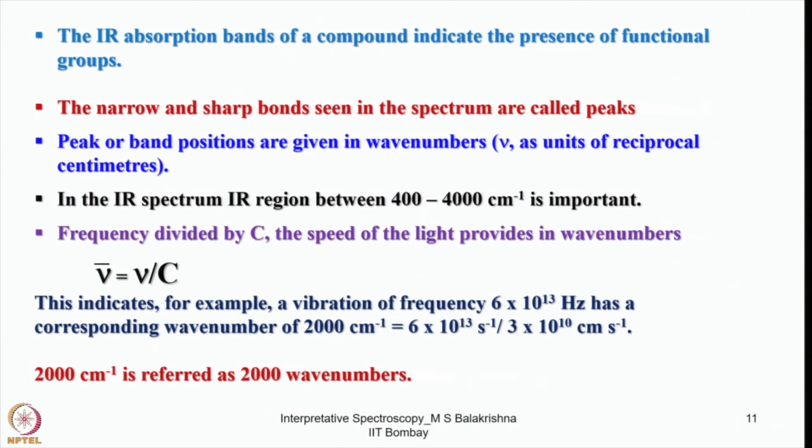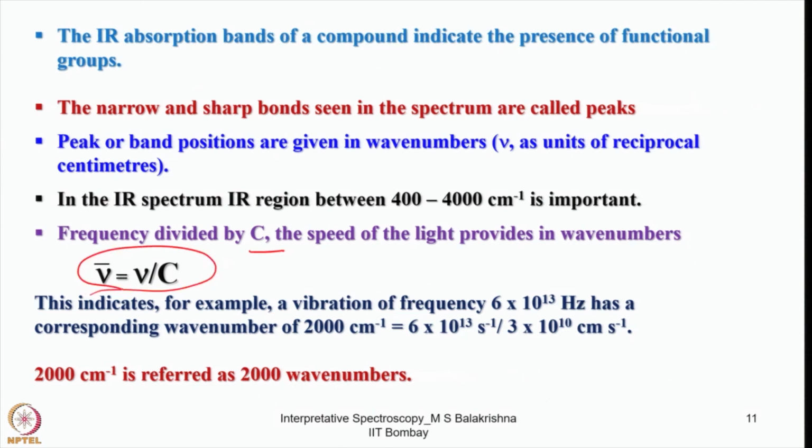Narrow and sharp bands seen in the spectrum are called peaks. Band positions are given in wave numbers, with the unit of reciprocal centimeter. In the IR spectrum, the region between 400 and 4000 cm^-1 is very important. Most of the functional groups have absorptions in this region of 400 to 4000 cm^-1. The frequency divided by c, the speed of light, provides the wave number.